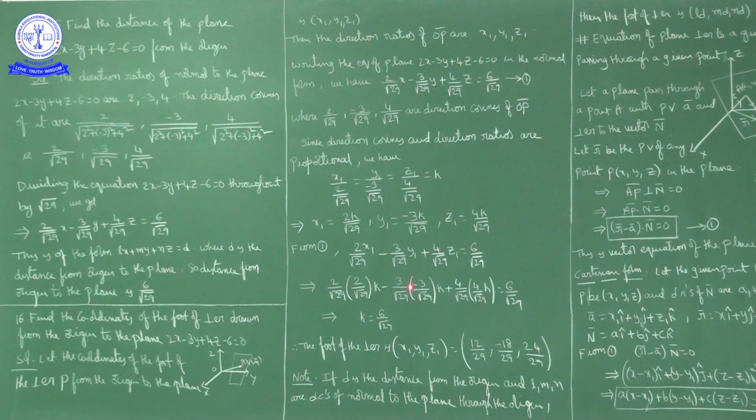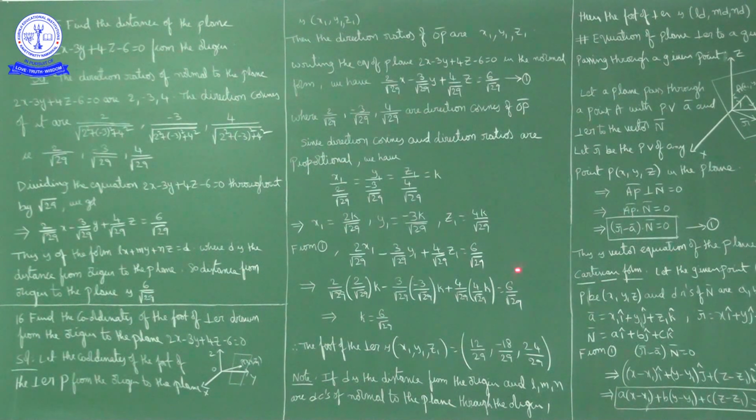Now minus of minus is plus, 9 upon 29 k, and 16k upon 29. So the LCM is 29 and the numerator is also 29k. So 29k upon 29 is nothing but k. K is equal to how much? K is equal to 6 upon square root of 29.